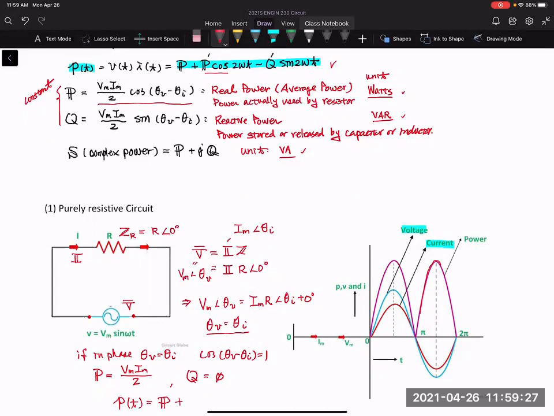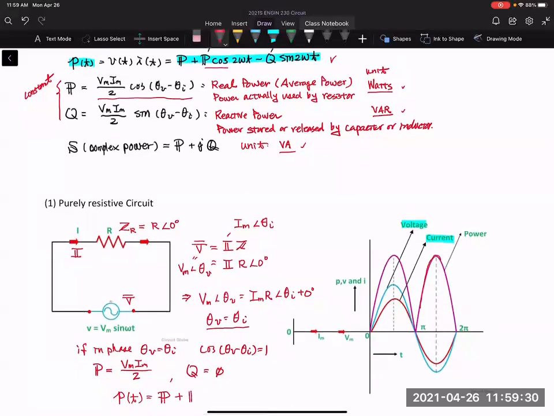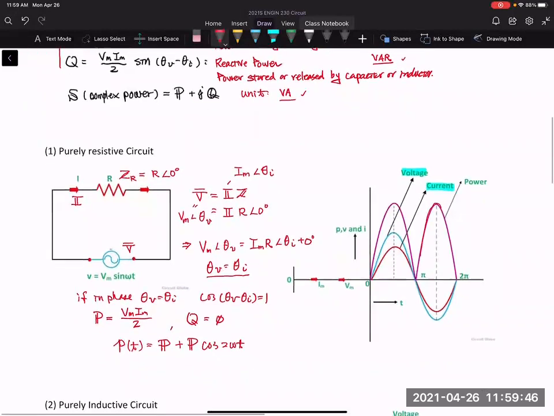Well, I have the P cosine 2 omega t. So I do have this, okay? Do I have the Q? No, I don't have Q, and that's it. So this is the real power, well, this is the power for the resistive circuit.